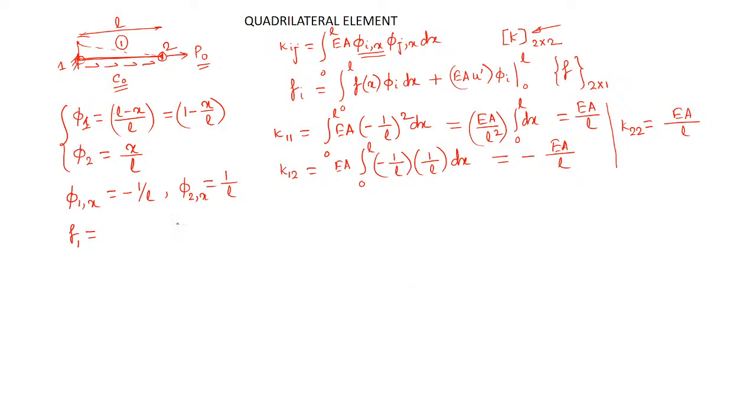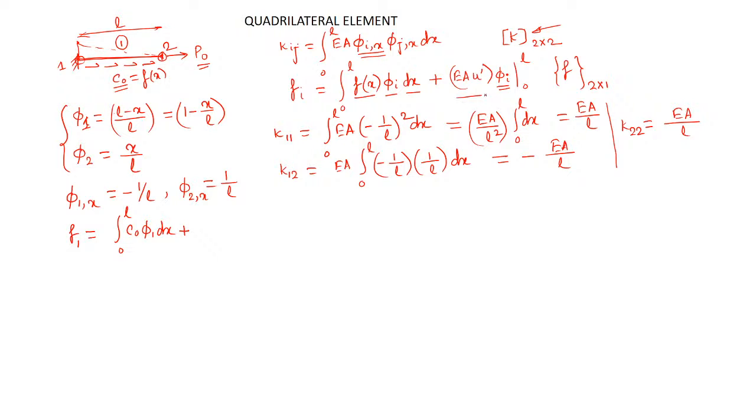F1 is basically the integral of f(x) phi i dx. So in this case, phi 1 dx, and f(x) I have assumed as C0. Alright, f(x) I have assumed as constant. So it means F1 will be C0 integral of phi 1 dx from 0 to L plus what is phi 1.